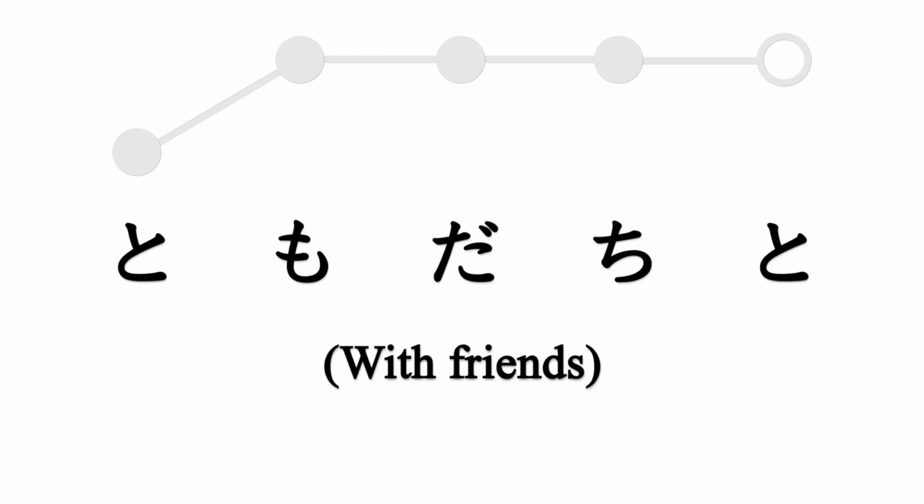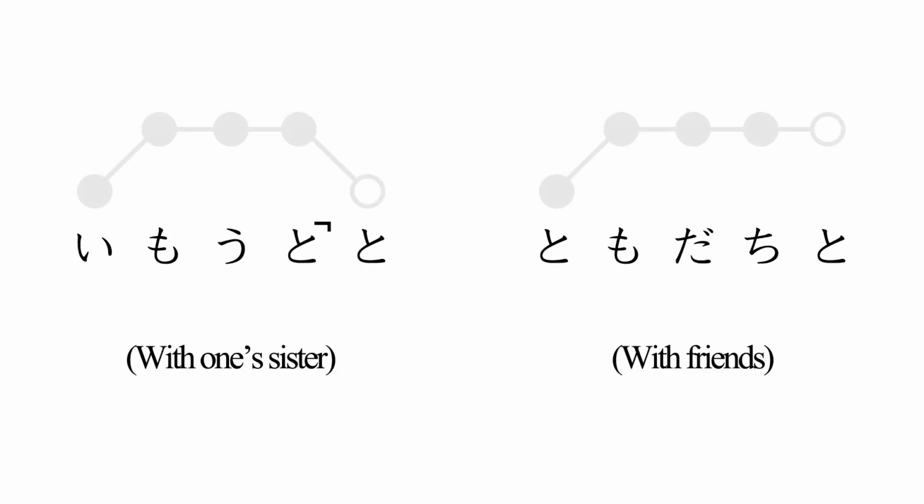For example, 友達. The pattern for this word is flat. So this word has no accent. Even when the particle is attached, the pitch doesn't fall. Here's the comparison.